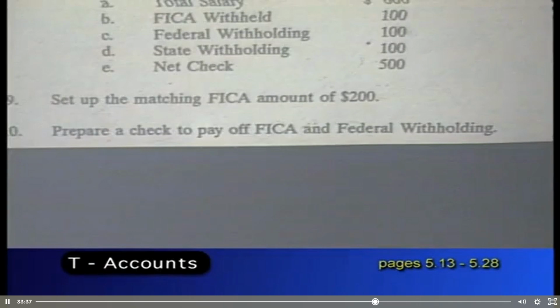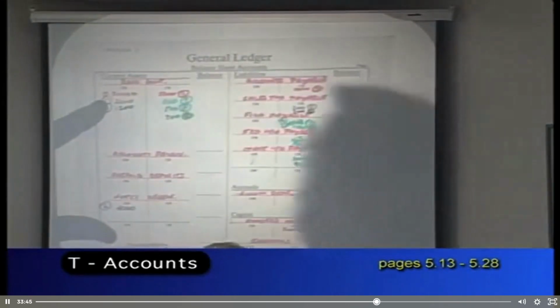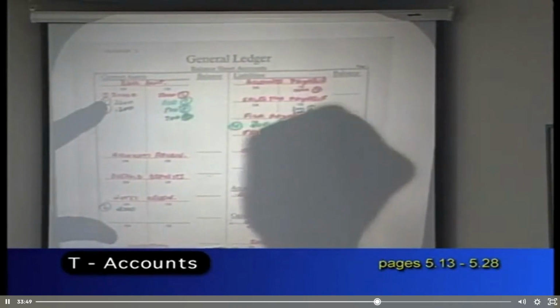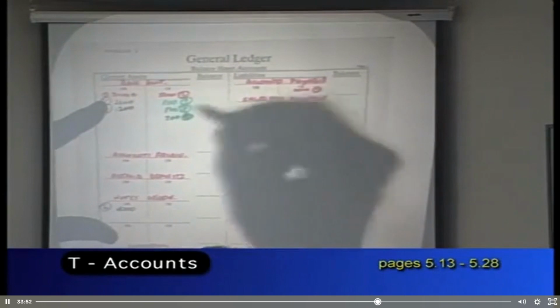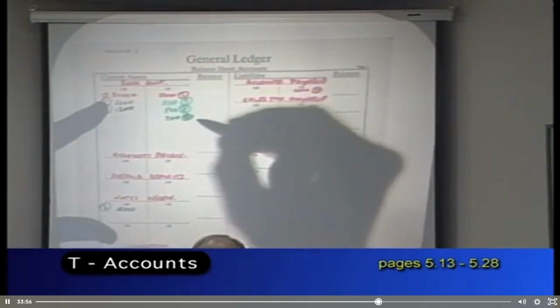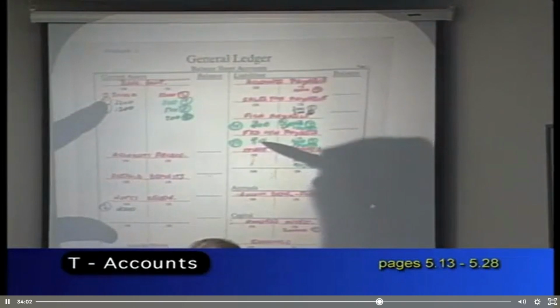Okay, Dixie, what'd you do? Okay. I debited FICA for 400 and debited federal for 300. Very good. Credit the bank $700. That's the amount of the check. That's how much we owe in federal and FICA. Debit the FICA payable account for $400, reducing it. And debit federal withholding $300, also reducing it.